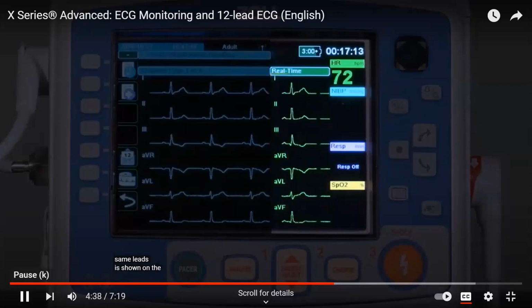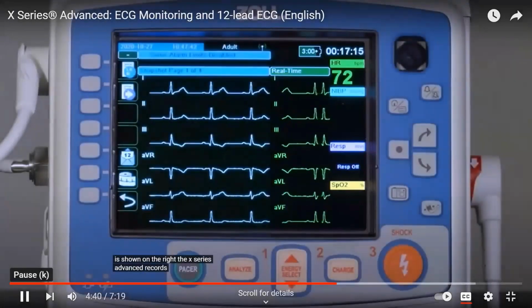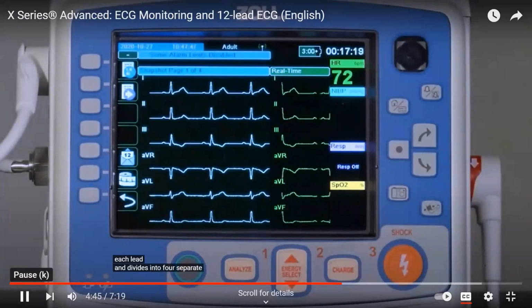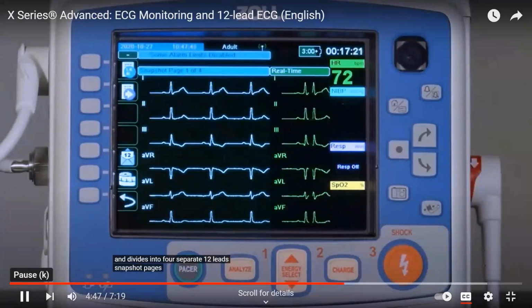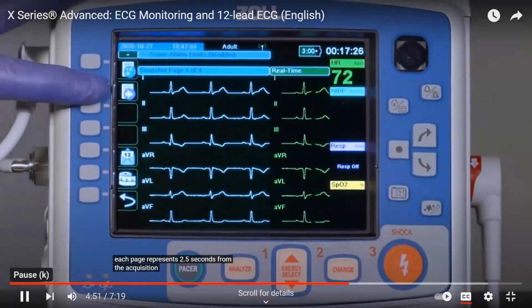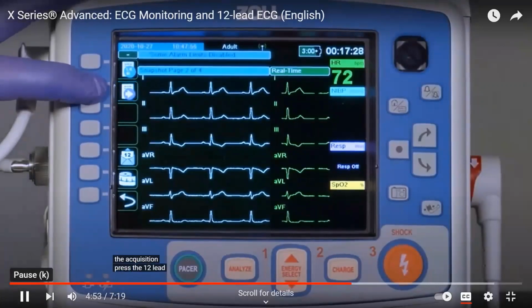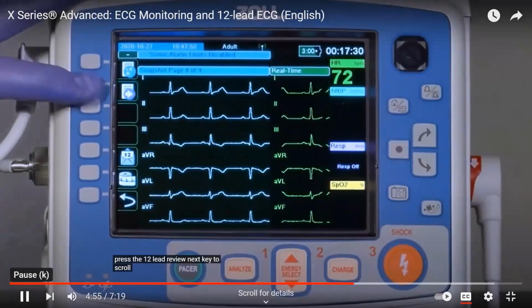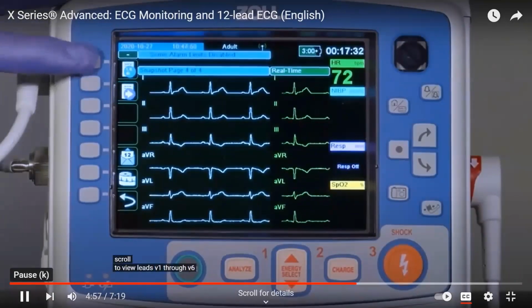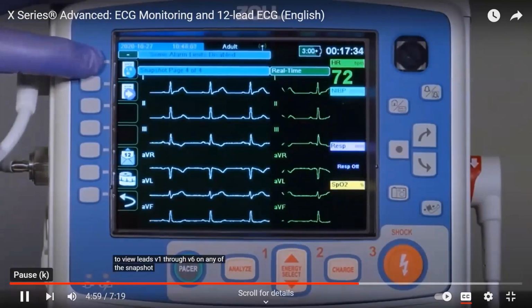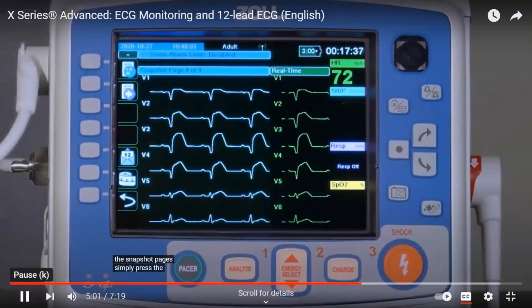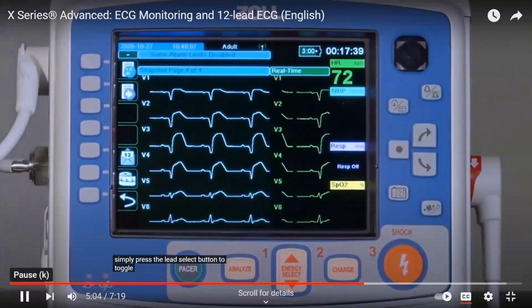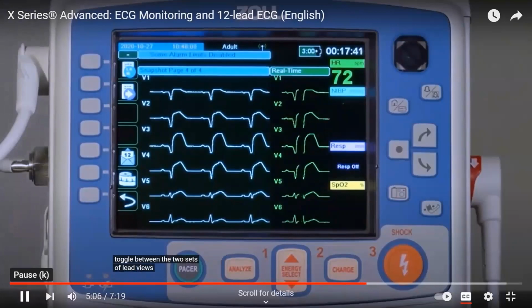Is shown on the right. The X-Series Advanced records a full 10 seconds of each lead and divides into 4 separate 12-lead snapshot pages. Each page represents 2.5 seconds from the acquisition. Press the 12-lead Review Next key to scroll. To view leads V1 through V6 on any of the snapshot pages, simply press the Lead Select button to toggle between the two sets of lead views.